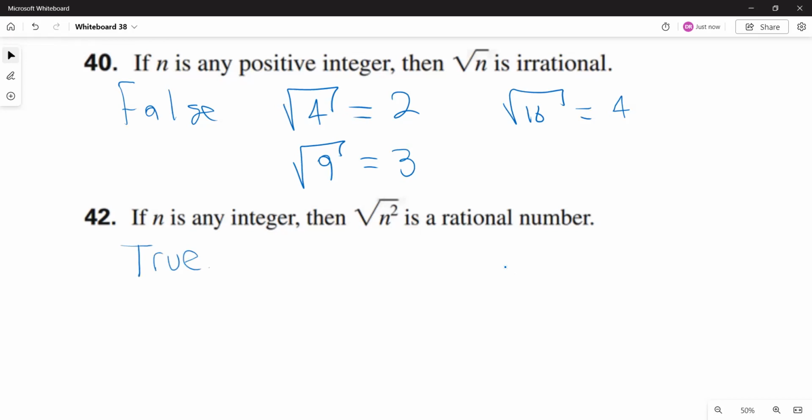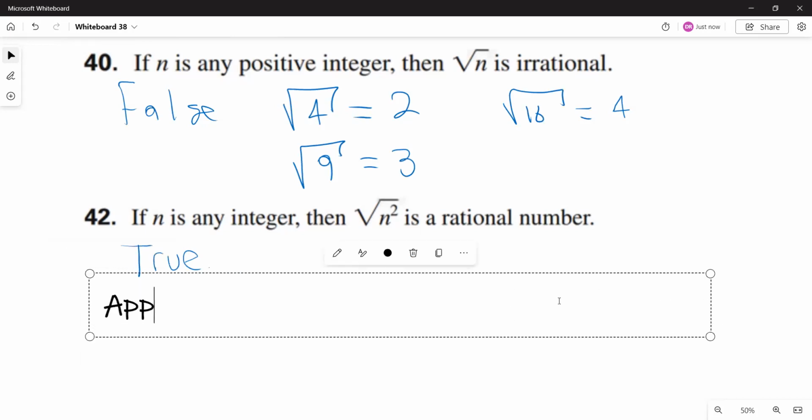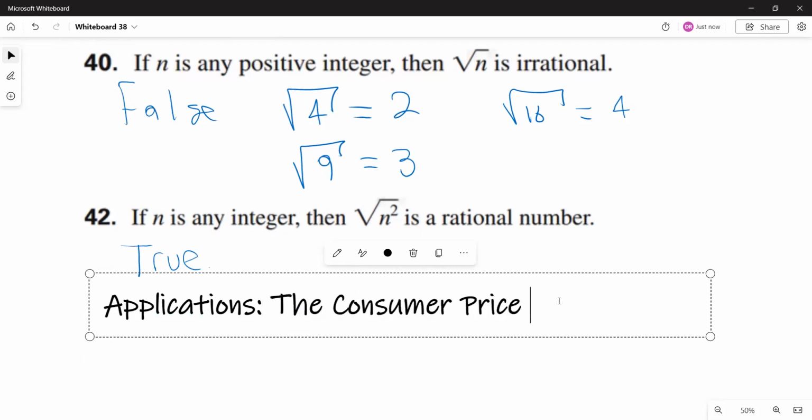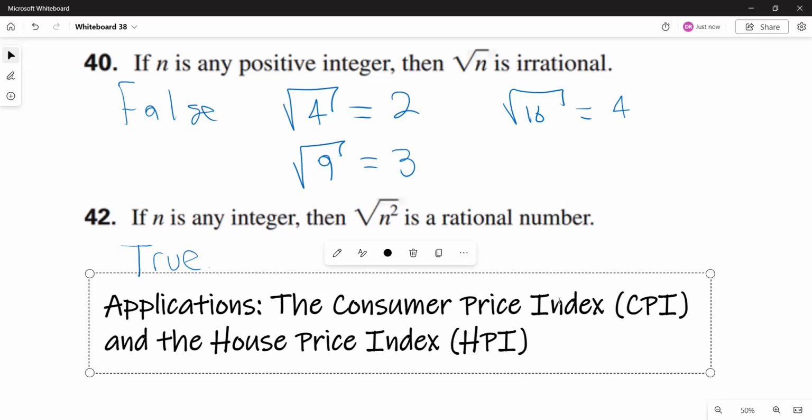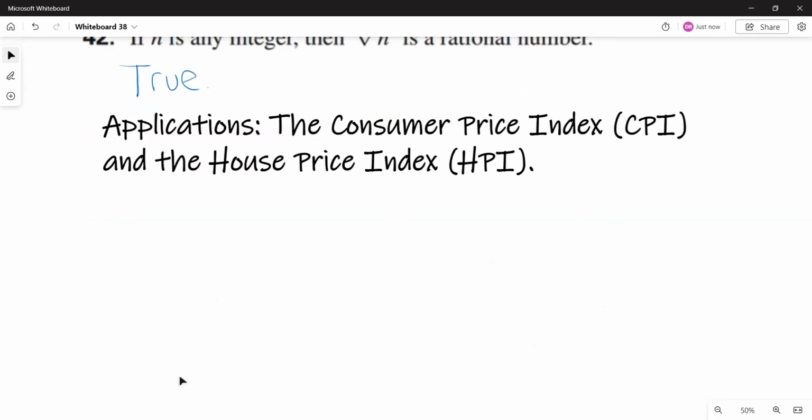Okay, so I will do a couple of applications on the consumer price index or CPI and the house price index or HPI. So two applications are the consumer price index, also known as the CPI, and the house price index, or HPI. Okay, so we're starting with the consumer price index, with the CPI.